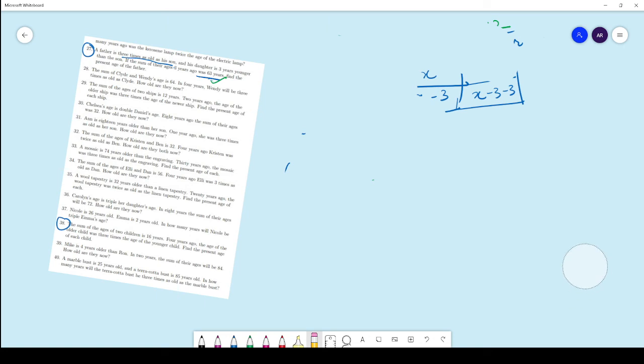Particularly related to age, because these are very common word problems which the teachers love to give in exams. So we are taking that up. Okay, now let us check out question number 38 over here.